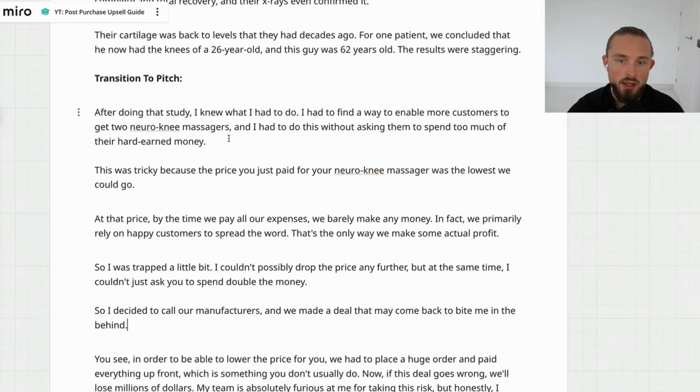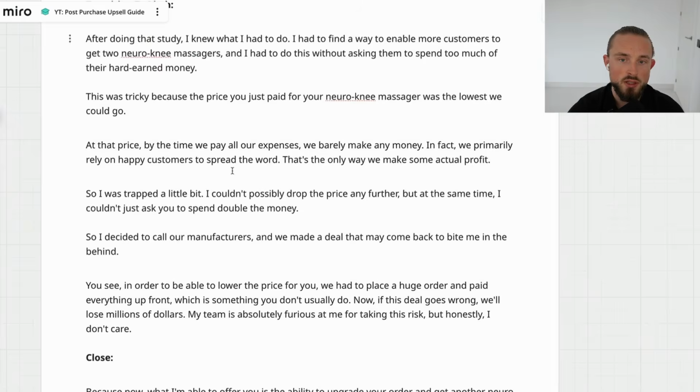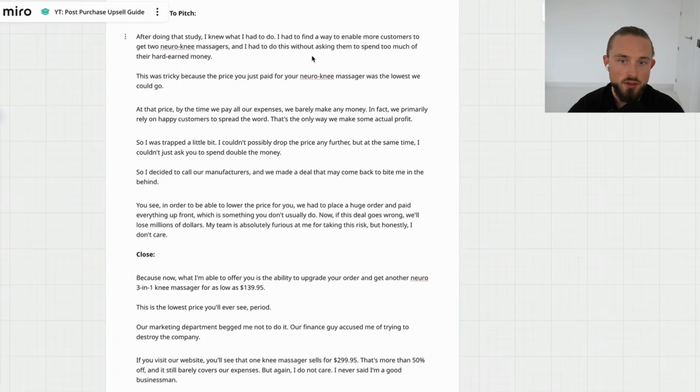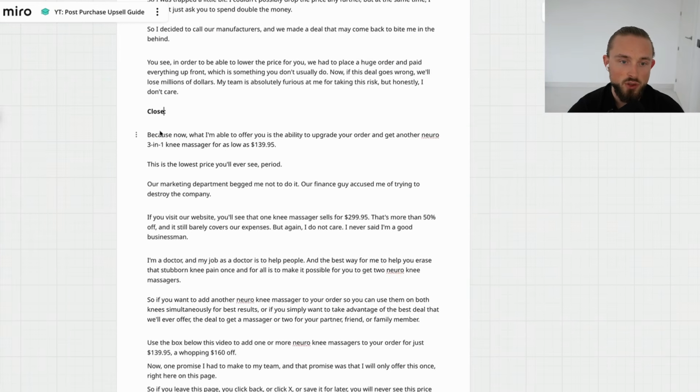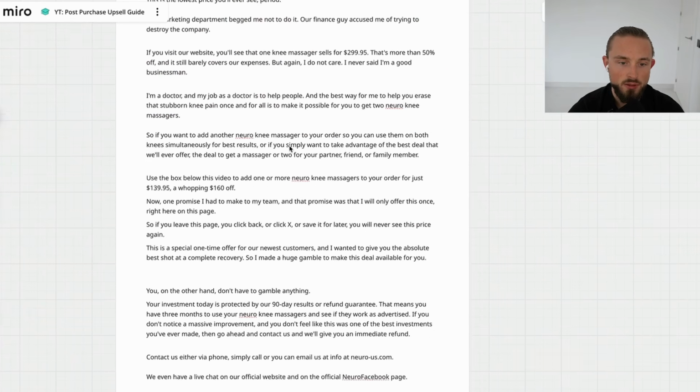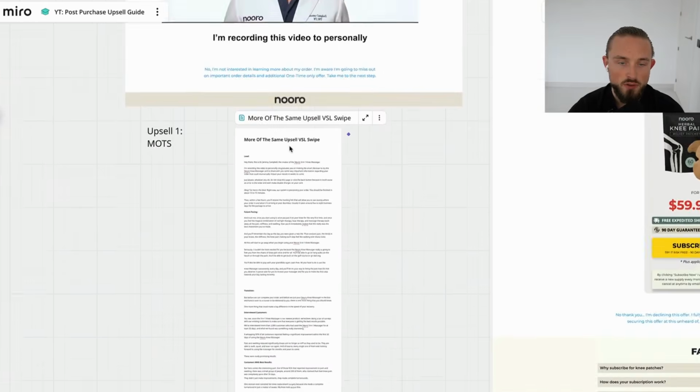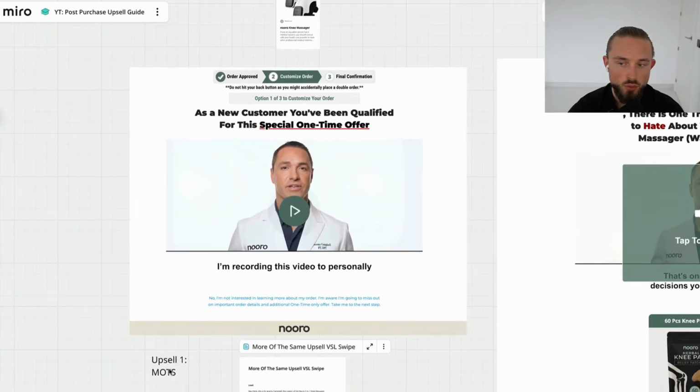So you can see they found a way to enable more customers to get 2 neuro knee massagers, and they had to do this without them spending too much of their hard-earned money, right? So here you can see that's why you can get this now for $139.95 as an upsell, right? So essentially it's just a more of the same upsell, which is upsell number 1.